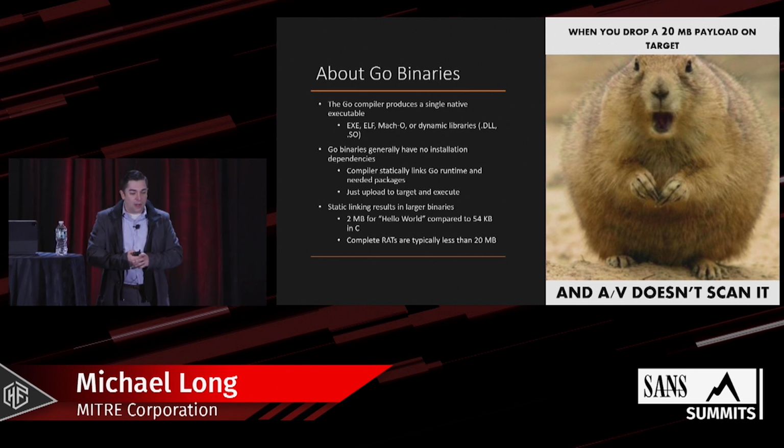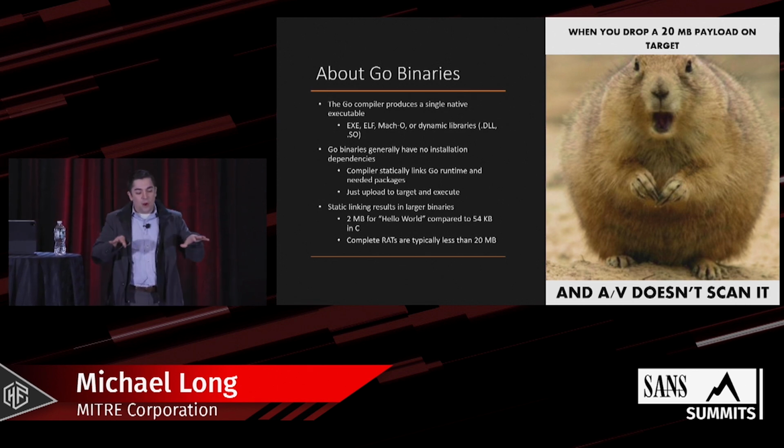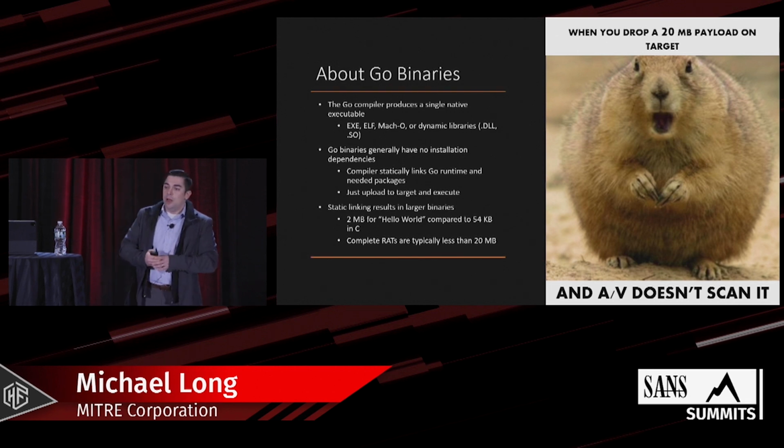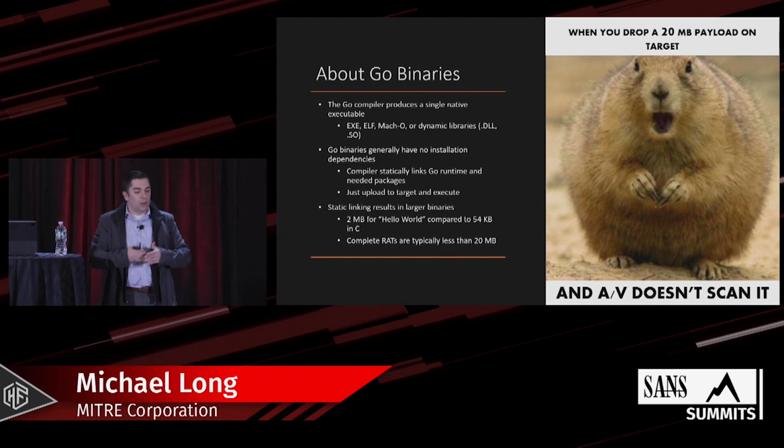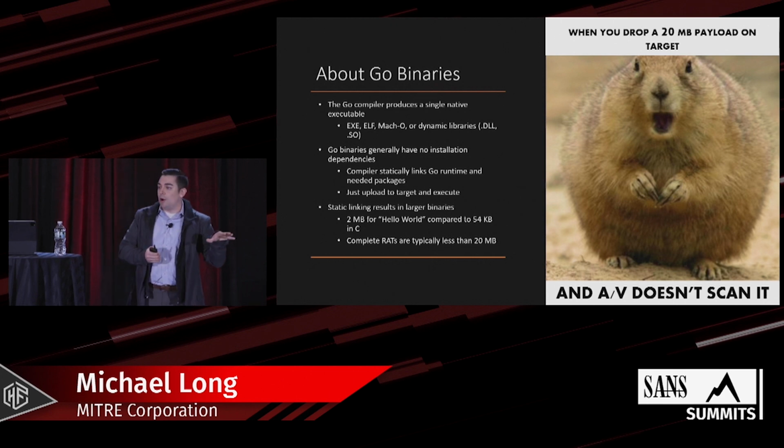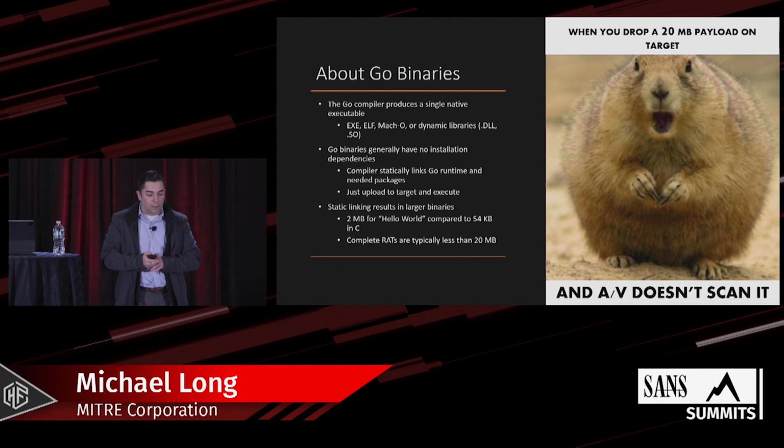So let's talk about Go binaries. The way the Go compiler works is it builds a single native executable. So if you're targeting Windows, the resulting file will be a .exe. Targeting Linux, it'll be an ELF. If you're targeting Mac, it'll be a Darwin Mach-O executable. You can also build dynamic libraries, so DLLs or shared objects for Linux. I'll show you some commands to do that a little bit later.